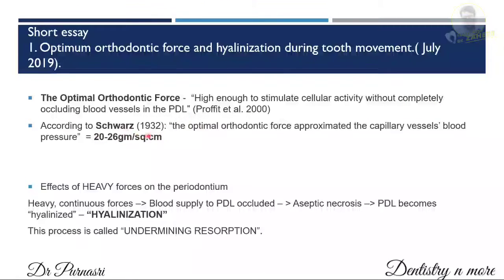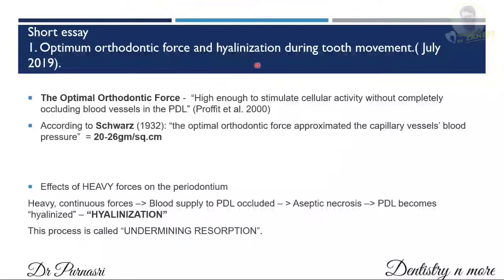Schwartz also says something similar, that the optimal orthodontic force approximates the capillary blood vessel blood pressure, that is 20 to 26 gram per centimeter square. So this is the value that is important for you to remember. It can be asked in vivas also.